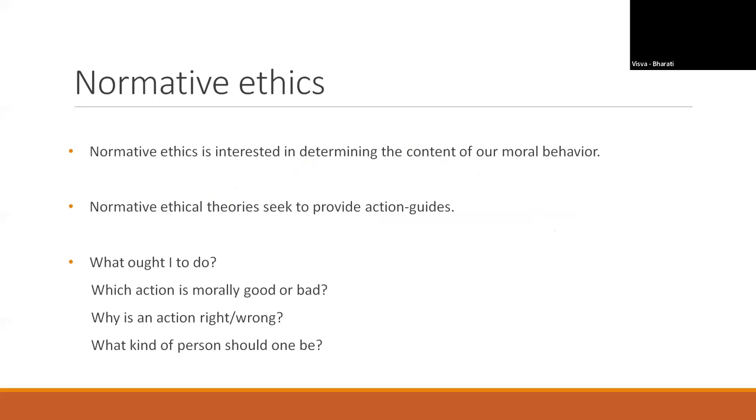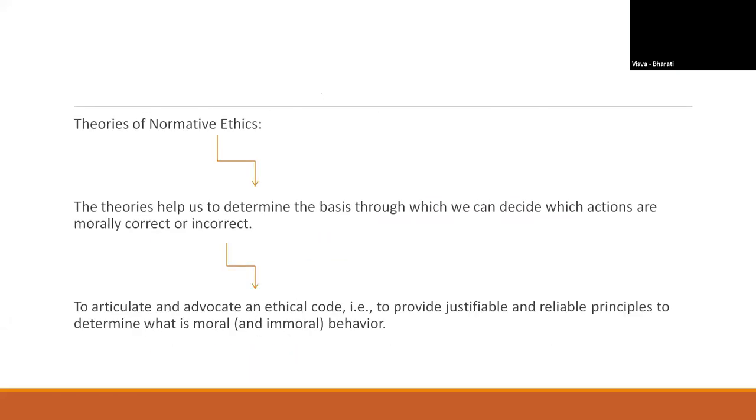So the task of normative ethics is to provide action guides about what you ought to do, what should be done in a situation, which action is morally right or wrong, what kind of person should one be. And it is interested in determining the content of our moral behavior. So what will it actually do? It will try to determine the basis through which we can decide which actions are morally correct or wrong. And to do this, they will try to provide a principle or an ethical code in order to judge which actions are correct and which actions are wrong. We need a code or a principle.